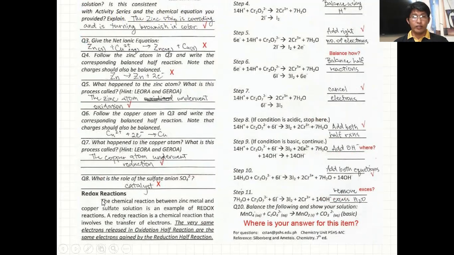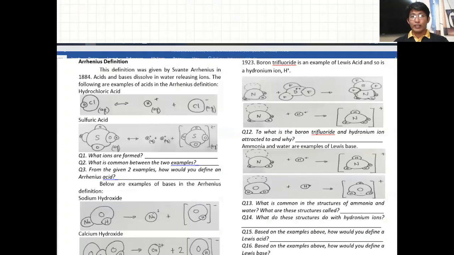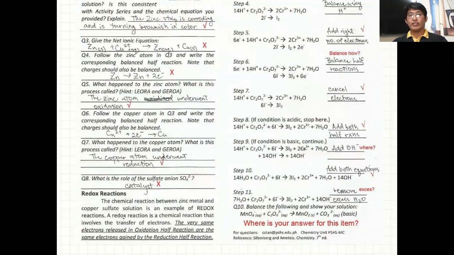So here we go to the redox reactions. A brief discussion on what redox reactions are. As much as possible, I really keep them short. Kasi if you put in too much words, hindi naman nila babasahin, parang mawawala lang sila. So I go straight to questions and examples para maging mas engaged sila.